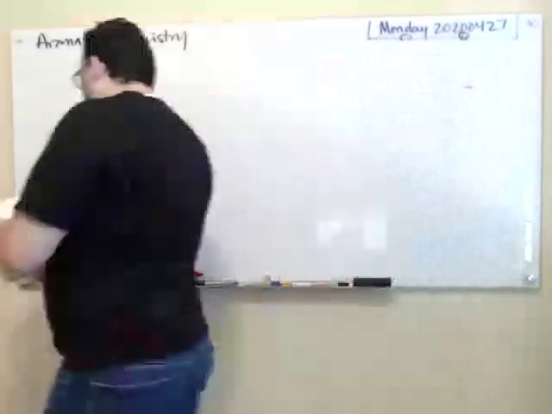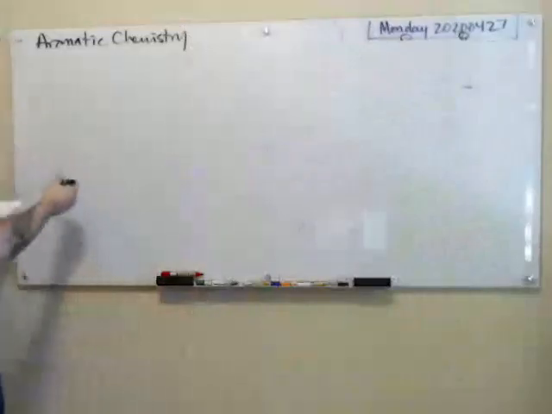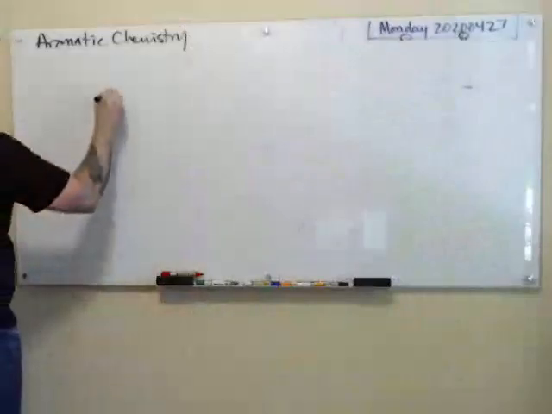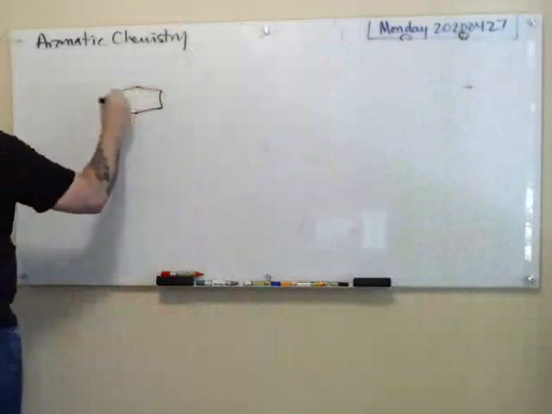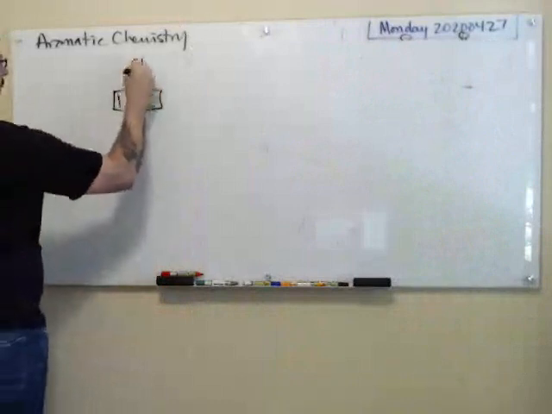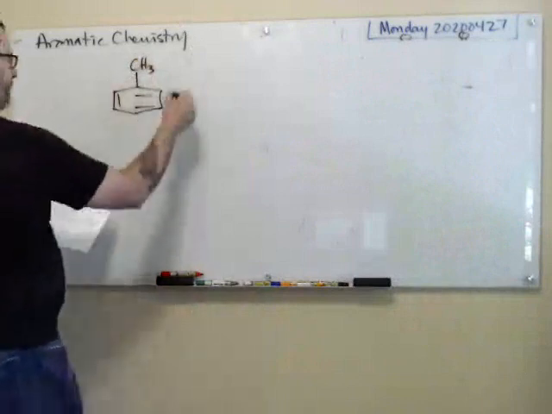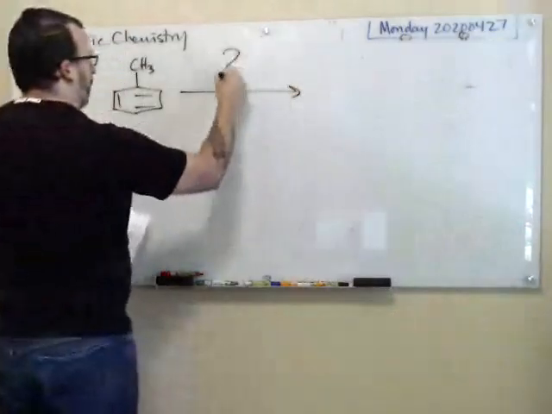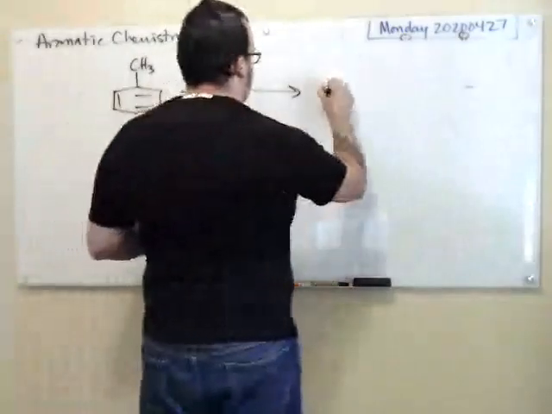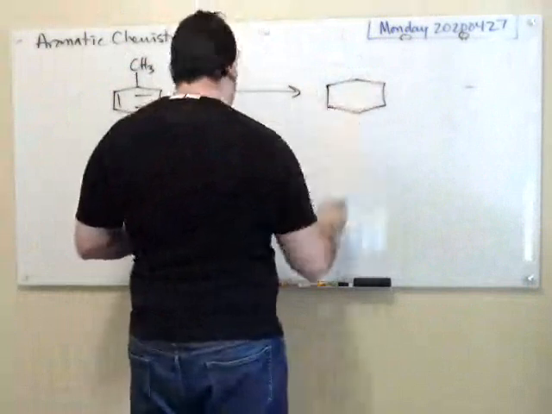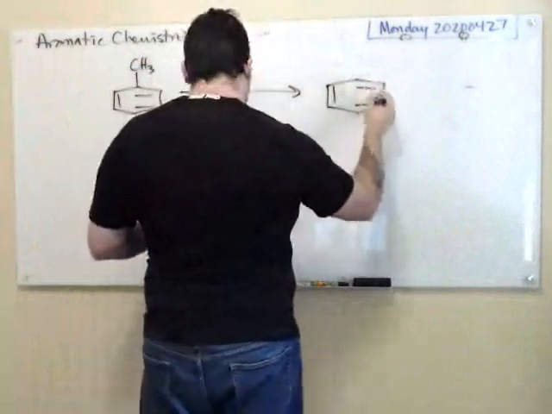So let's consider the following synthesis. We're starting with toluene. We have the methyl group in place. If we were actually in class right now, you guys would get into groups and take time to consider this.